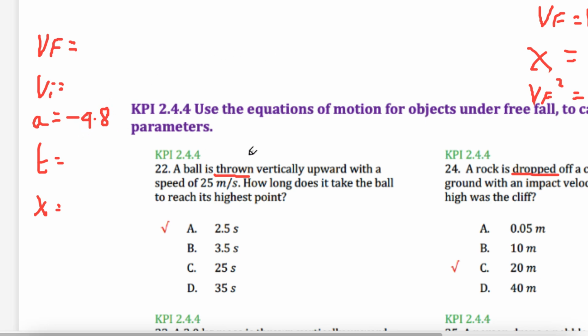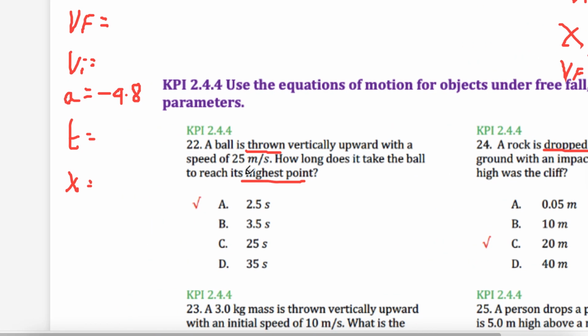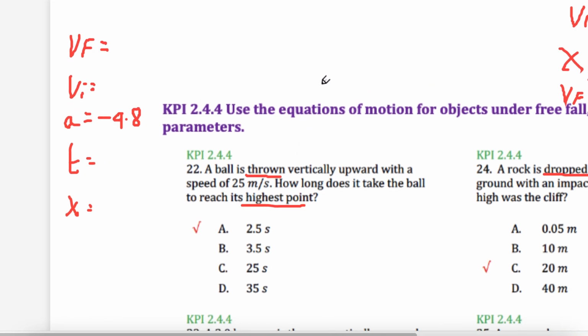Another thing you need to know is if it mentions its highest point, or if it's dropped, that tells you something about the speeds. In this case, the highest point, remember, it's going up, stops, and comes back down again. At the highest point, V equals 0 every time. So if I started from the top and I dropped something and it falls down, again, V equals 0. So looking at question 22 first, highest point, final speed, that is going to be 0. That's two pieces of information given, well, not given, but inferred.